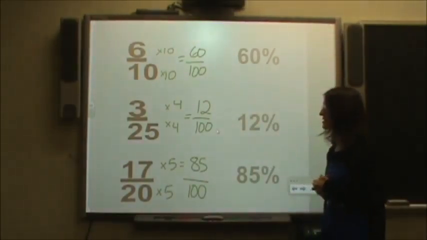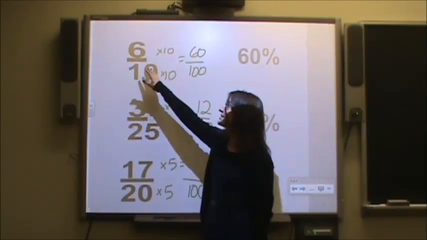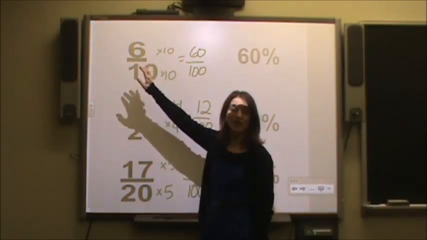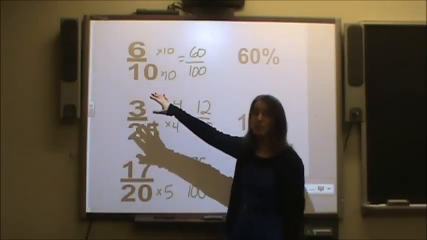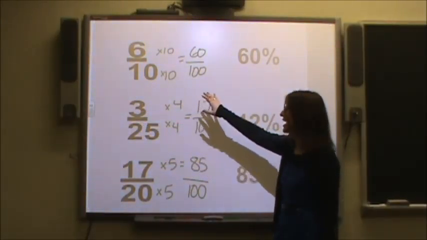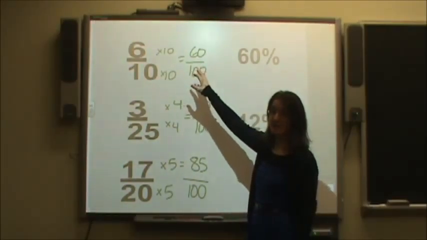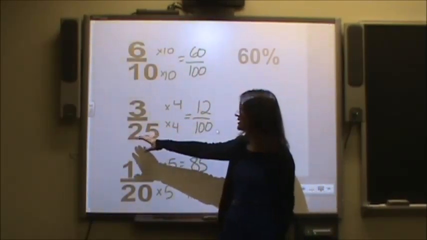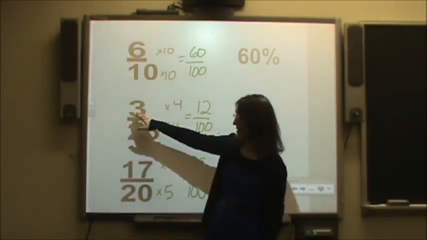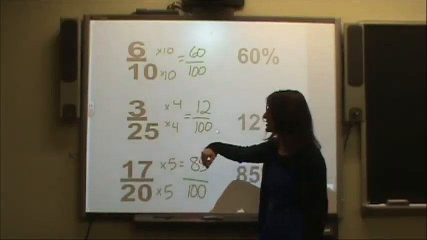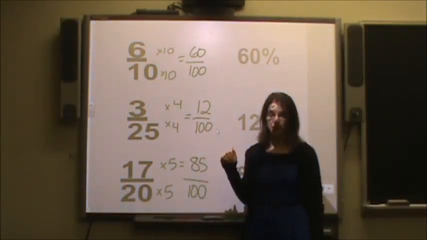Basically what these percentages are saying is, let's say somebody tried to kick a soccer ball 10 times, and they got it into the goal 6 times. So it's saying that if they were to try 100 times, they would be able to get it in 60 times. If somebody tried to kick a soccer ball 25 times and they got it into the goal 3 of those times, that's saying that if they were to kick it 100 times, 12 of them would get into the goal.